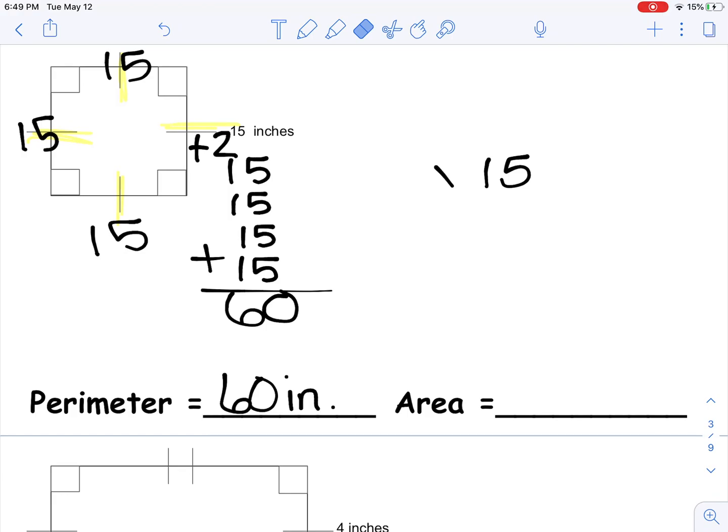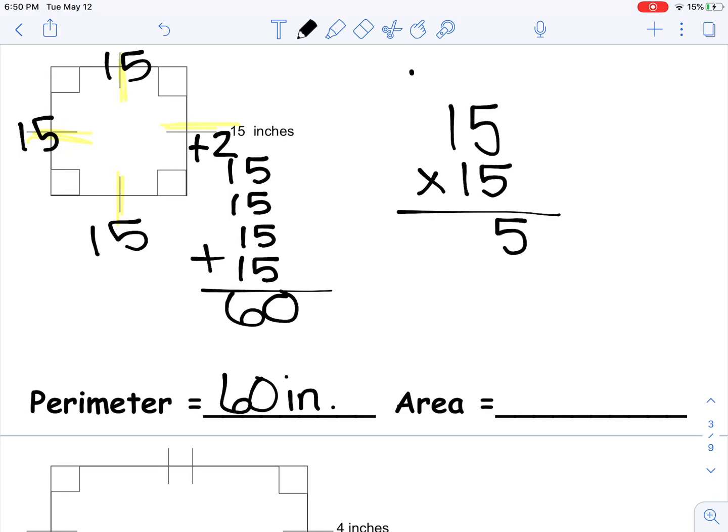Make sure you line up as best you can. I know mine's a little wonky. Actually, let's fix that, right? 15 times 15. That's a little better. All right, 5 times 5 is 25. Carry my 2. 5 times 1 is 5. Plus 2 is 7. I'm done with that 5, so I'm going to cross it out.